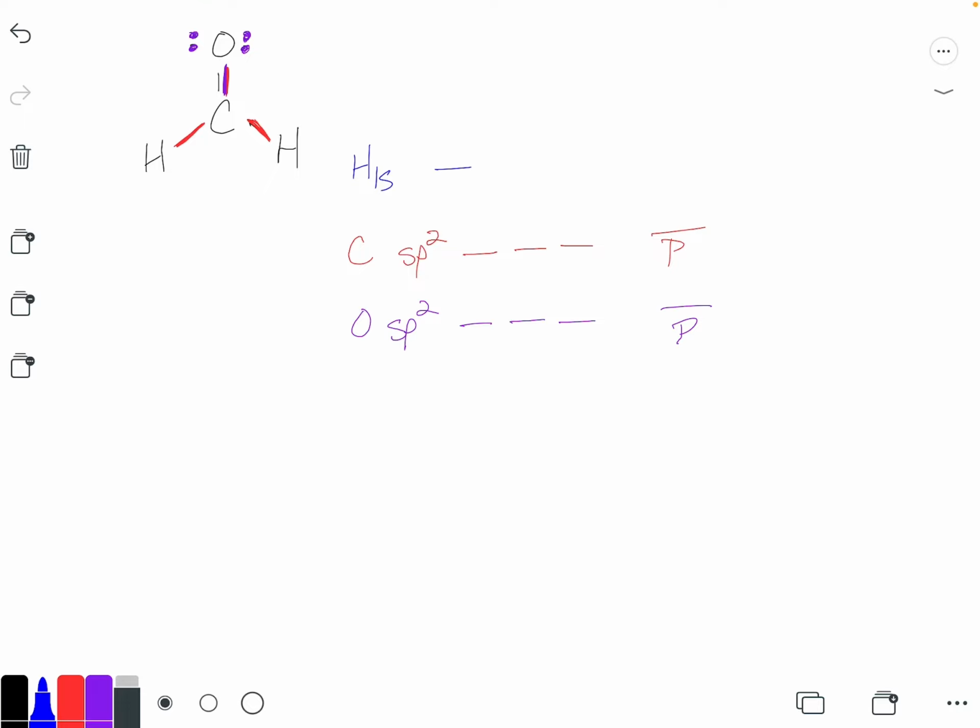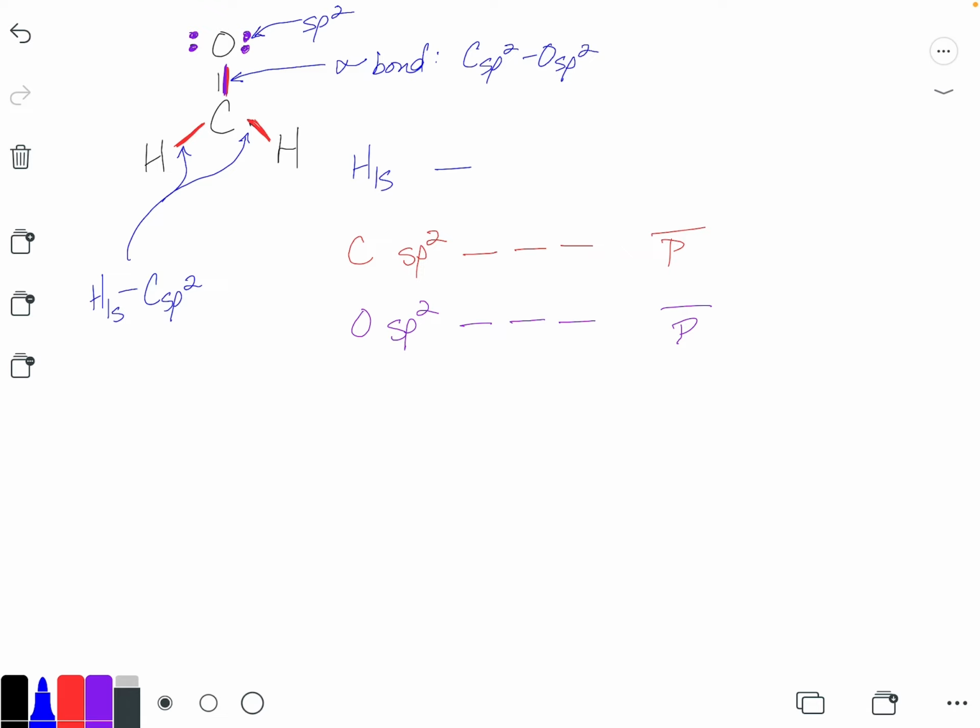Hydrogen's got pretty much nothing, just its 1s. And so what are we talking about as far as the bonds go? Well, both carbon-hydrogen bonds are going to be hydrogen's 1s orbital, because that's all it has, overlapping with an sp2 hybrid orbital from carbon. When we talk about oxygen up top, oxygen's lone pairs of electrons are in hybrid orbitals, right? Both of the lone pairs. And that sigma bond between carbon and oxygen is the result of those hybrid orbitals overlapping.